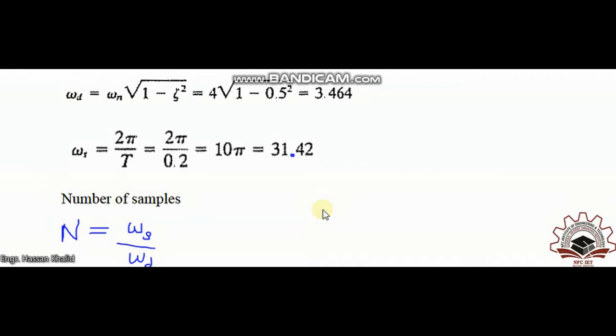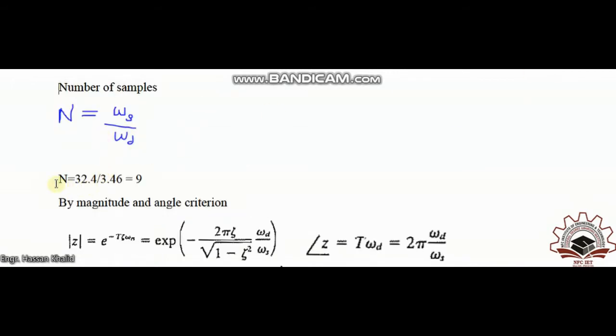Alright, now in my previous lecture I told you that the number of samples should be in a range of 9 to 13 times the sampling frequency. You can easily calculate this from here, that's N, the number of samples, is equal to omega s over omega d, by substituting these values, 31.42 divided by 3.464, and we obtain N equal to 9. So I think that is a satisfying answer, that our number of samples is in the suitable range.